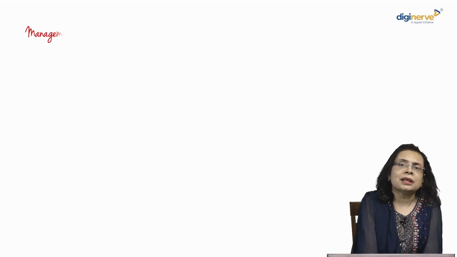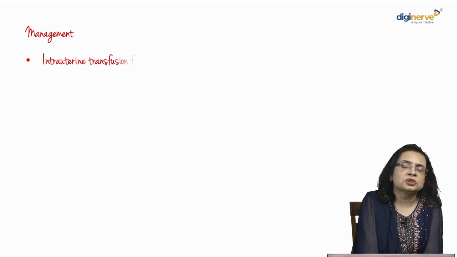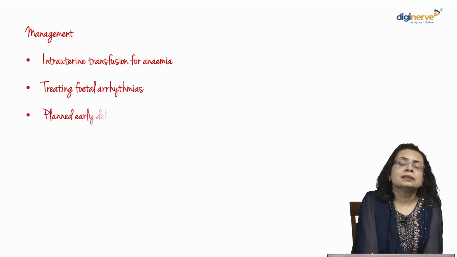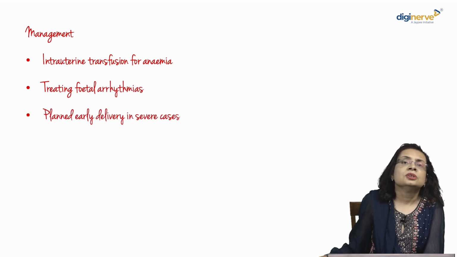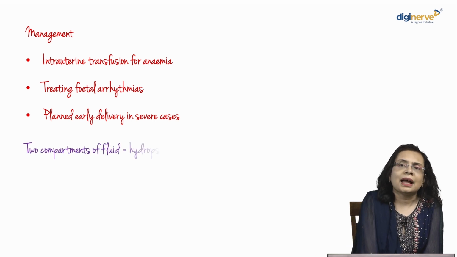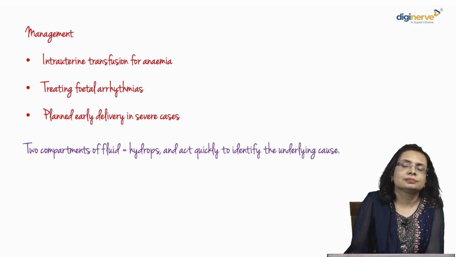So, management depends on the cause, and the options include intrauterine transfusion for anemia, treatment of fetal arrhythmias, or planned early delivery in severe cases. So, you must remember that two compartments of fluid imply hydrops, and in these cases, you must act quickly to identify the underlying cause.